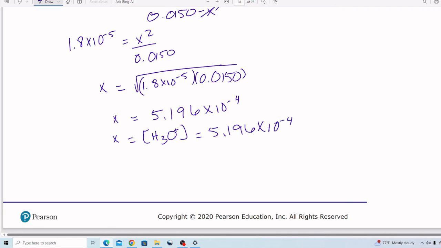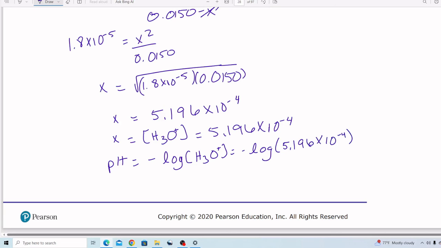And so the pH is equal to the negative log of H3O plus, which is equal to the negative log of 5.196 times 10 to the minus 4, which is equal to 3.28.